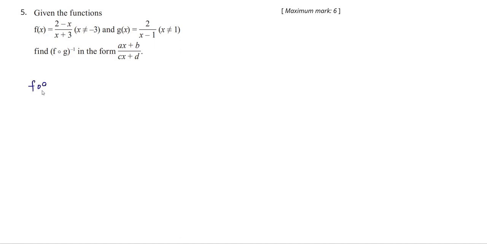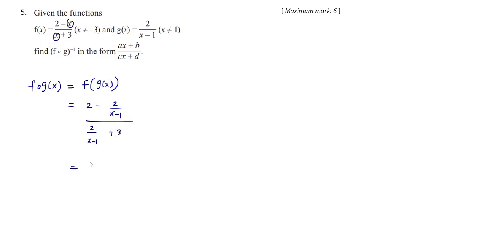F of g of x we want. So f of g of x means what? It is nothing but like this, f of g of x. So put g of x wherever x is there in f of x. This is f of x. Therefore, in these 2 places, x place, g of x will come. 2 minus g of x, which is g of x, 2 upon x minus 1 upon x plus 3. X is g of x again, 2 upon x minus 1 plus 3. That's it. So further simplification is needed.